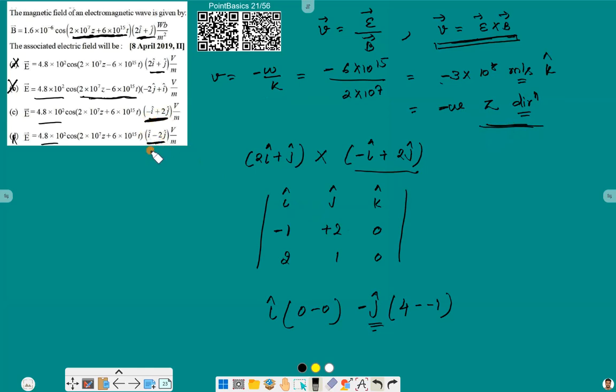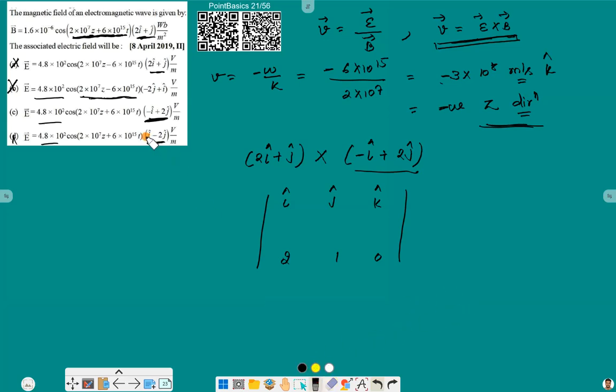Let us check this one. Let me change here only the electric field component. So these are the electric field components, and let us check these also.